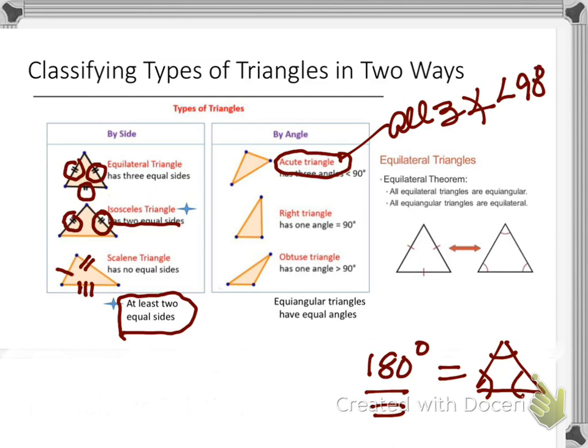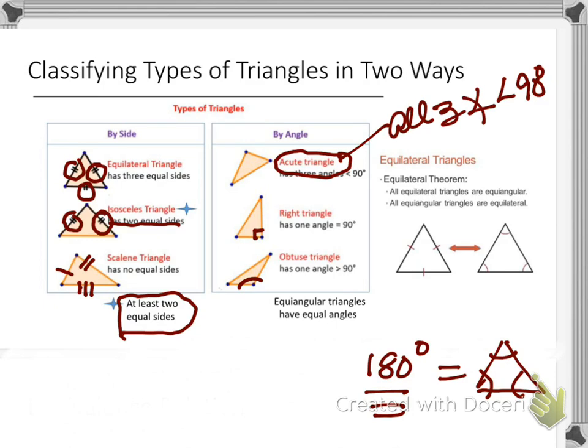A right triangle only needs to have 1 right angle, and we would denote a right angle by the little box in the corner. Obtuse triangles have to have 1 angle that's greater than 90. So this angle right here is greater than 90. So for an acute triangle, you have to have all 3 that are less than 90. For a right triangle, you have to just have 1 that's equal to 90. And for an obtuse triangle, you have to have 1 angle that's greater than 90.